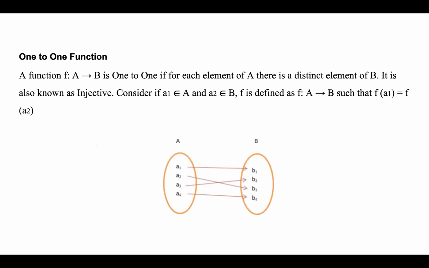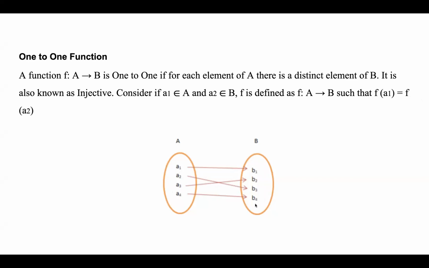Now, what is a one-to-one function? A function f from A to B is one-to-one if for each element of A there is a distinct element of B. It is also known as injective. Consider a1 belonging to A and a2 belonging to A, such that f of a1 equals f of a2 implies a1 equals a2. Here we can see a one-to-one function.